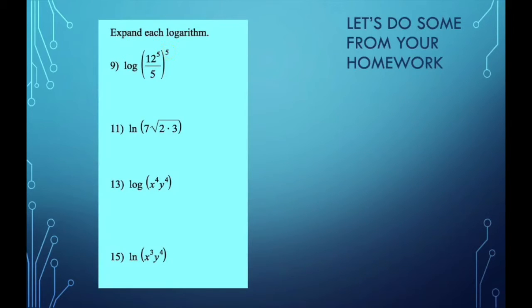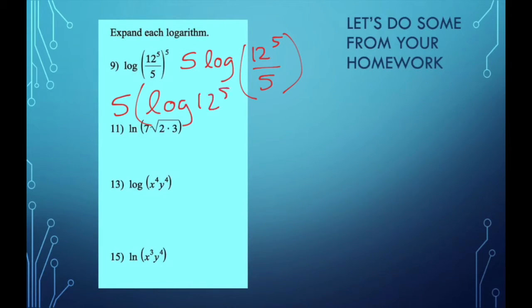So we'll have a 5 log, we're going to keep the 12 to the 5th over 5. Now, what did we do earlier when we had a division? How did we get it into the division? Well, we had a subtraction. And so we're going to subtract these two. We just have to make sure that 5 stays with both of them. So we're going to have a 5, we're going to do an open parentheses. We're going to do a log 12 to the 5th minus log 5, okay?